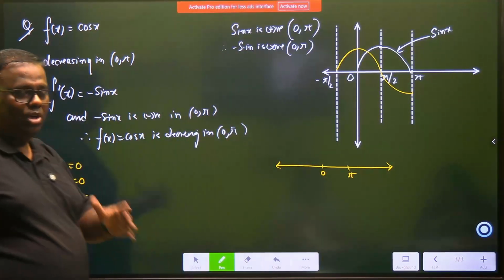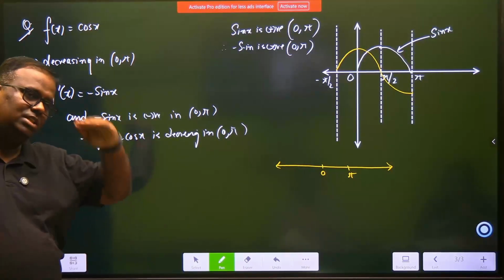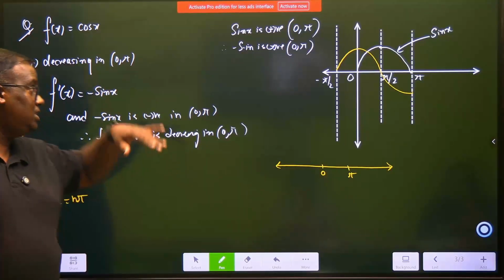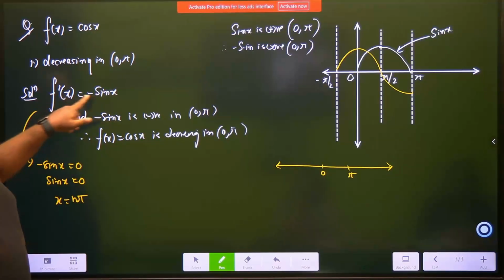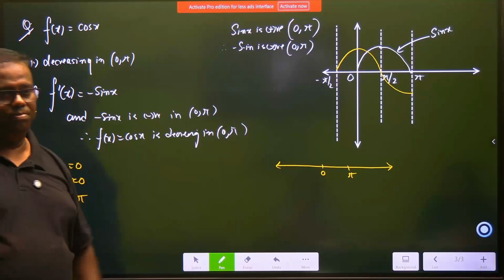You have to see what is the f dash x. I hope you remember, f dash x greater than 0, function increasing. F dash x less than 0, decreasing. So they asked us, show that the function is decreasing. In this interval, we should show that f dash x is negative, which we have shown.